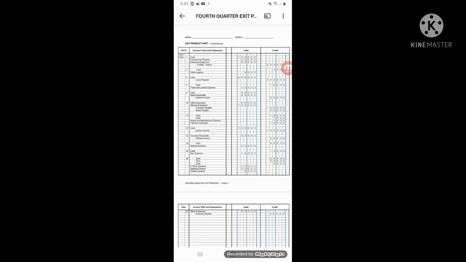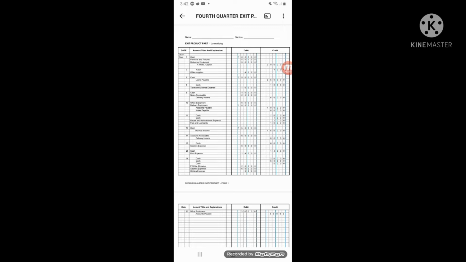Part 1 of the fourth quarter exit product. The first part is journalizing. A journal is a chronological record of business transactions, also known as a book of original entries.